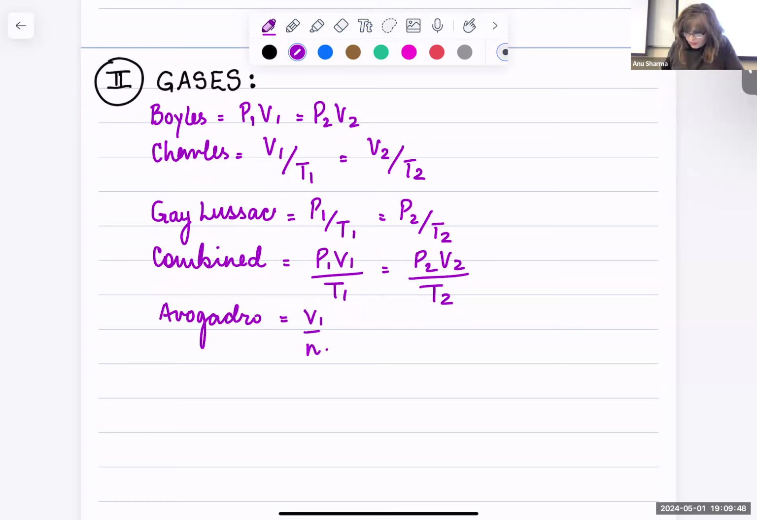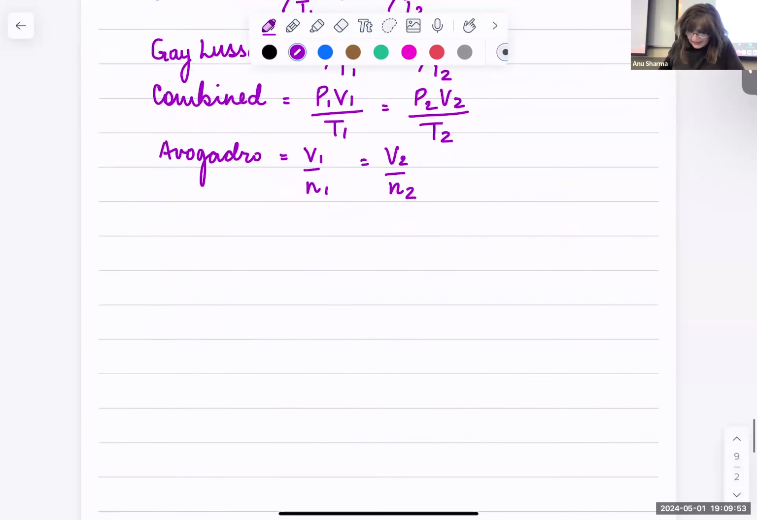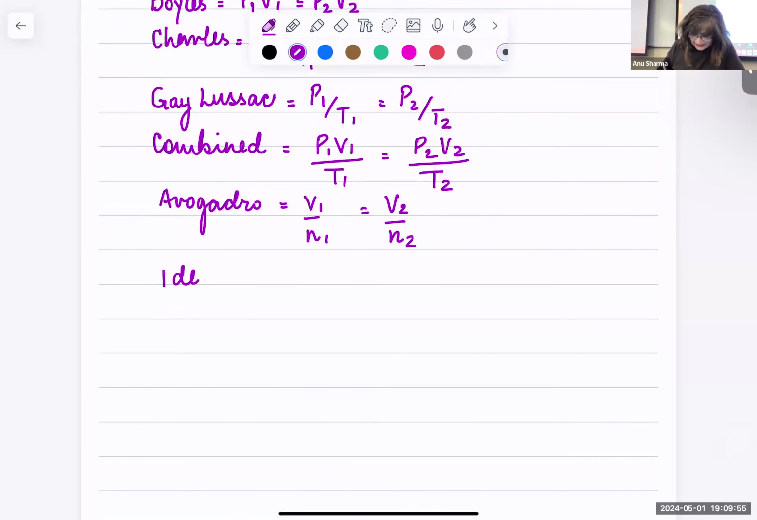V1 over N1 is equal to V2 over N2. Okay, next is the ideal gas law. Ideal is PV is equal to nRT, right? Now STP, the concept of STP.